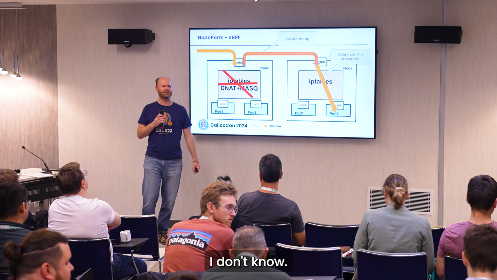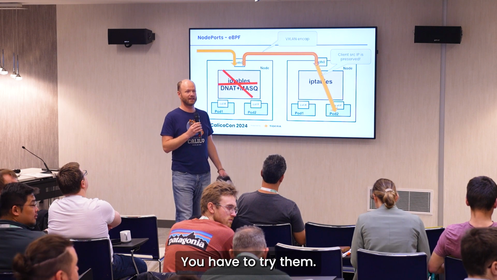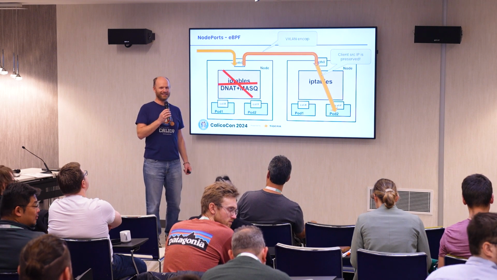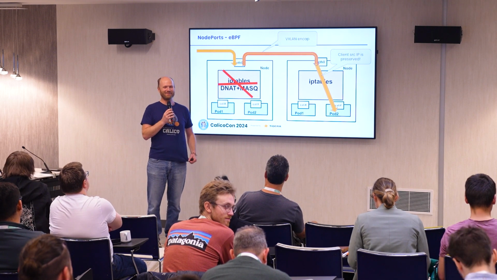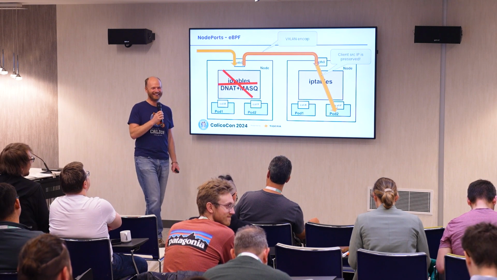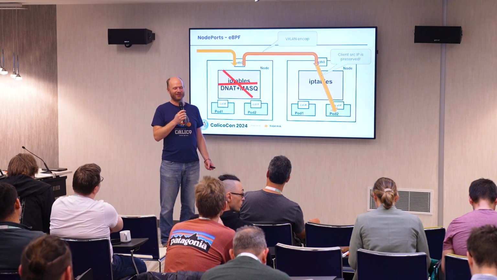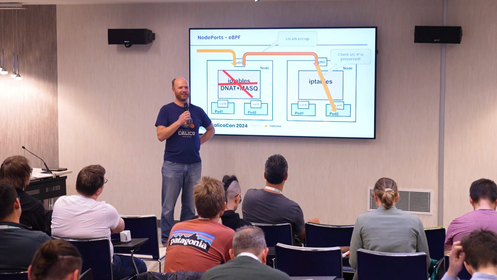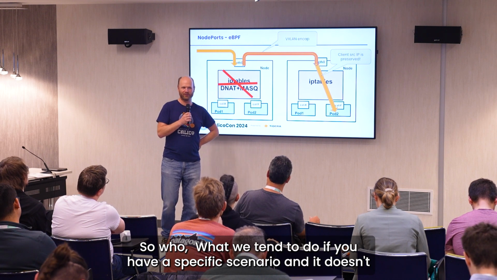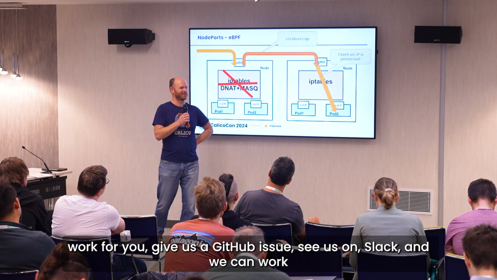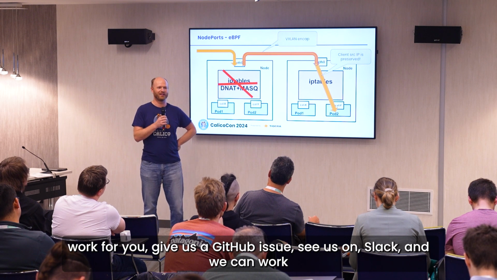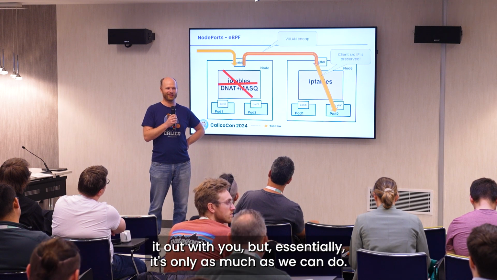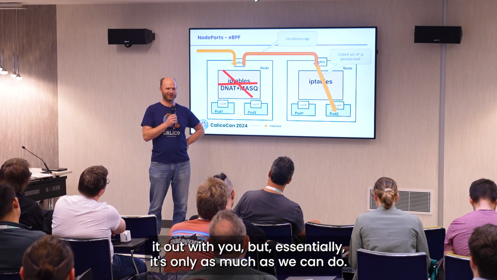Can I use two deployments of Calico on one cluster, but one of them is implementing eBPF and one of them is... I don't know. I wouldn't go that way. There are so many scenarios that we would need to try and support that we just can't cover that. So what we tend to do, if you have a specific scenario and it doesn't work for you, give us a GitHub issue, see us on Slack, and we can work it out with you. But essentially, it's only as much as we can do.